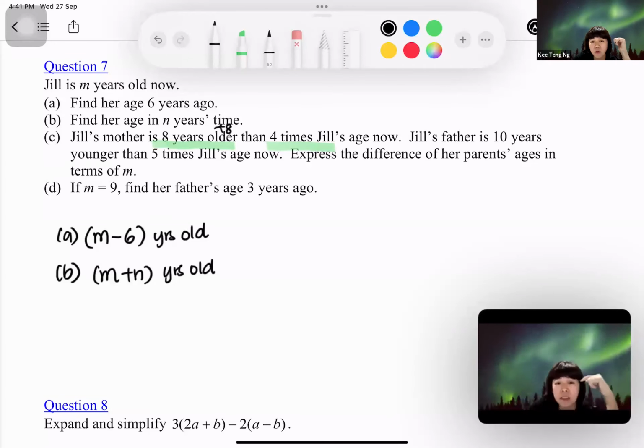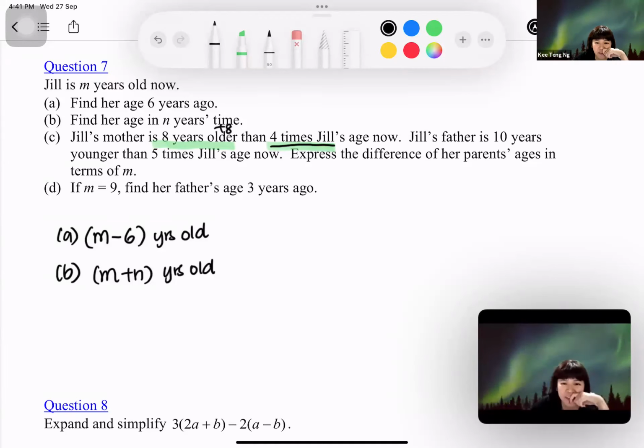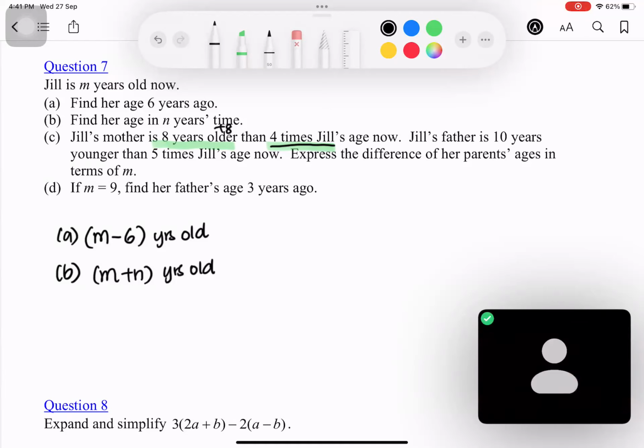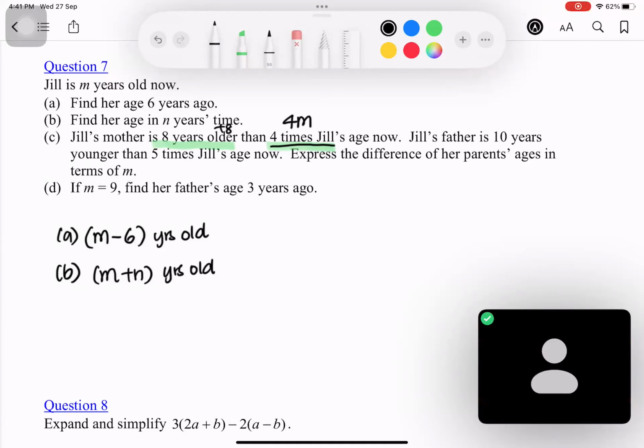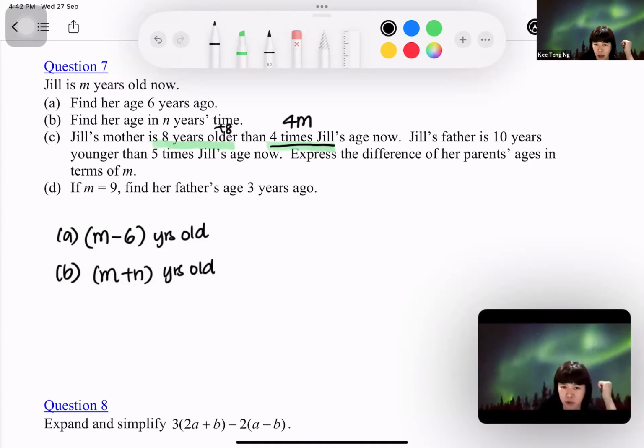Okay, 8 years older than 4 times. Can you tell me 4 times? Jill's age now is m years old. 4 times means it will be what? Xavier gave the answer. So 4 times now, 4 times of now. M times 4, yes, m times 4, so 4m, okay?